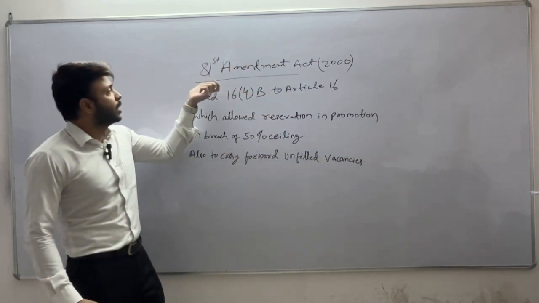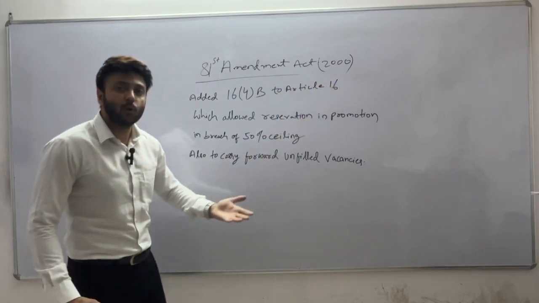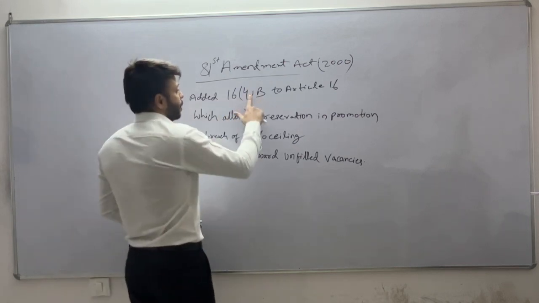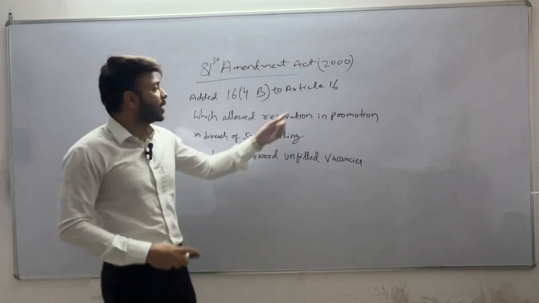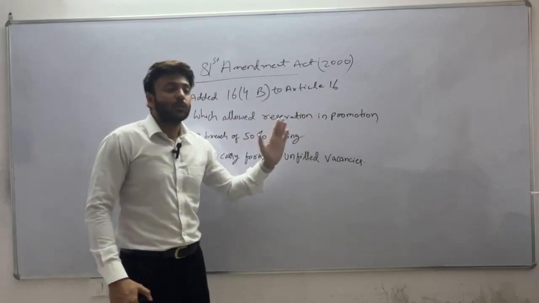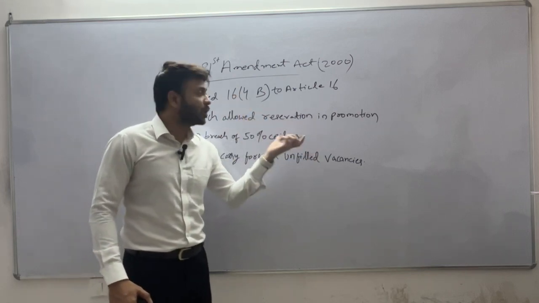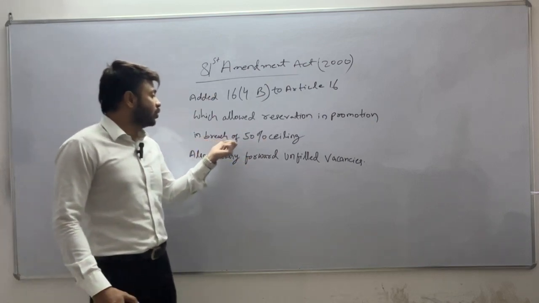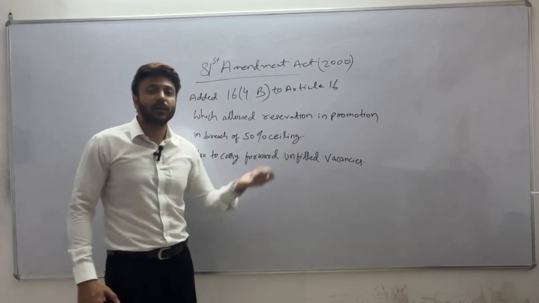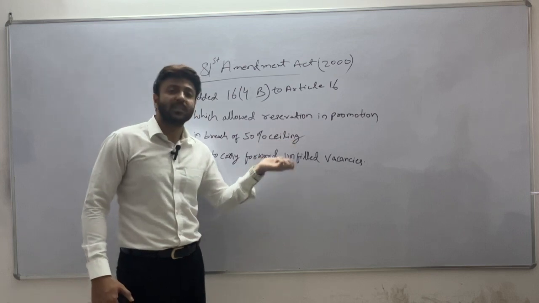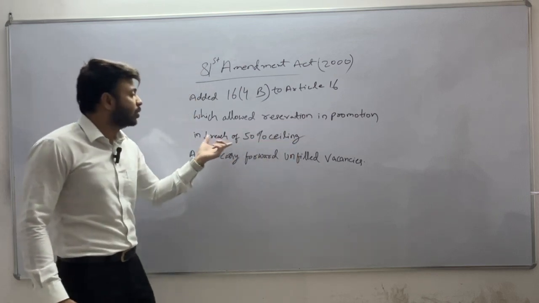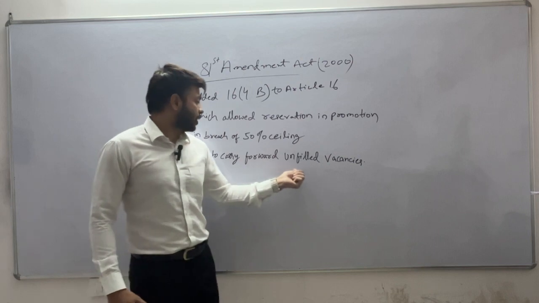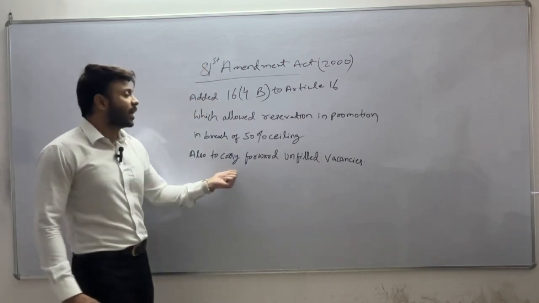But the state brought an amendment, the 81st Amendment Act in 2000, which overturned that judgment. It added Article 16 clause 4B to Article 16, which allowed reservation in promotion, which negated the S. Vinod Kumar versus Union of India judgment. It also allowed breaching the 50% ceiling, as we read earlier, that the reservation should not exceed 50%. Lastly, the amendment also allowed to carry forward unfilled vacancies.